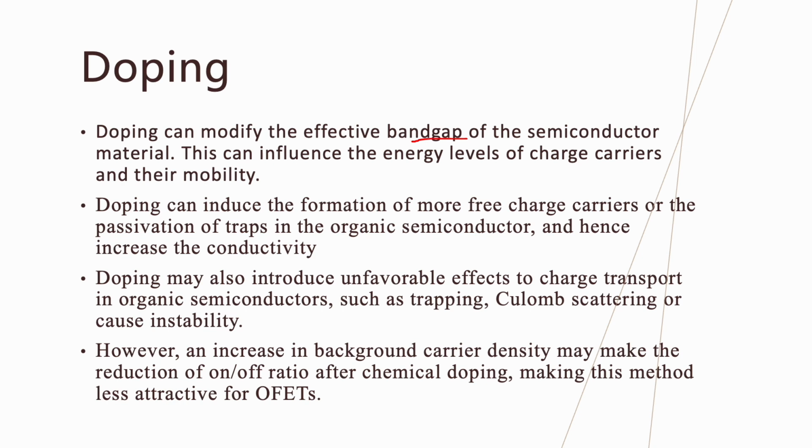Also, doping can induce the formation of more free charge carriers or the passivation of traps in the organic semiconductor, and hence increase the conductivity. Doping may also introduce unfavorable effects to charge transport in organic semiconductors, like trapping, scattering, and instability. However, an increase in background carrier density may cause a reduction of the on and off ratio after chemical doping. This makes it less attractive for OFETs.